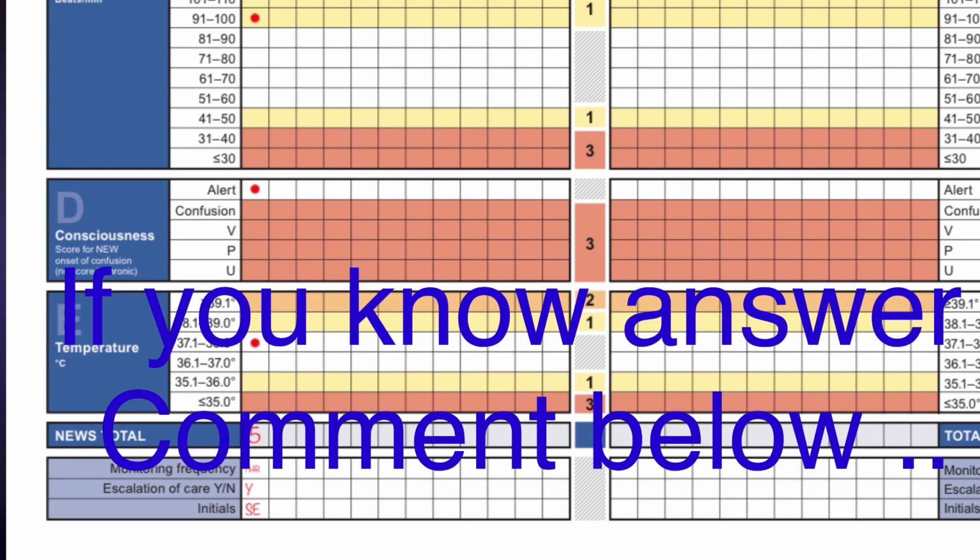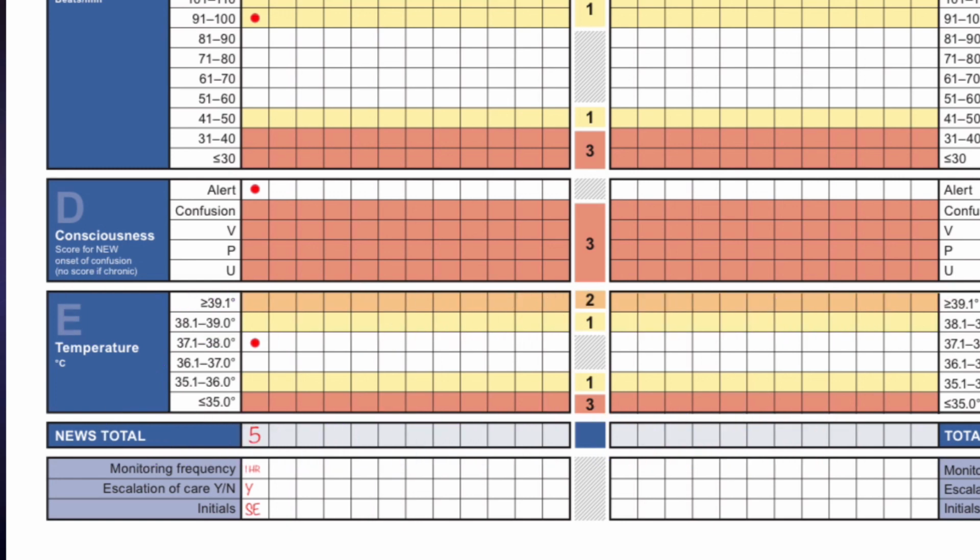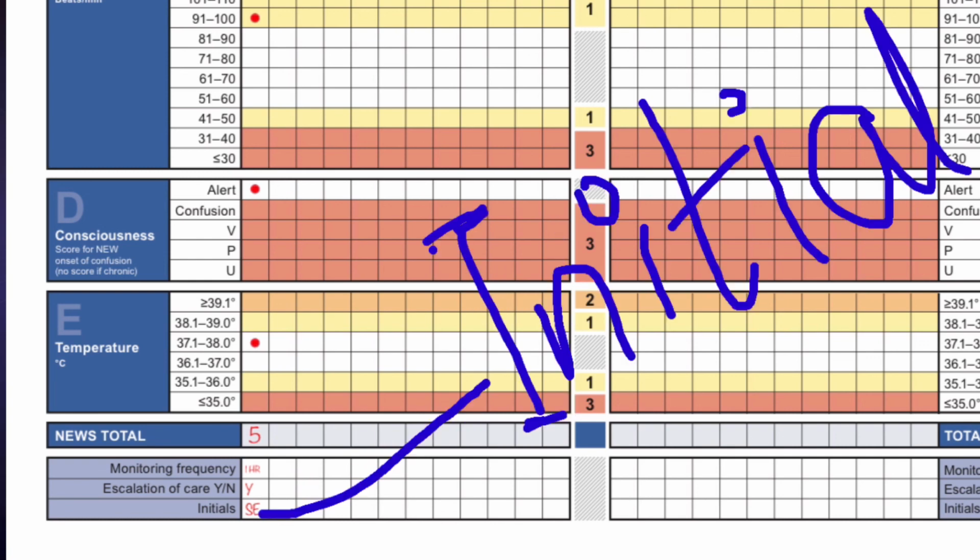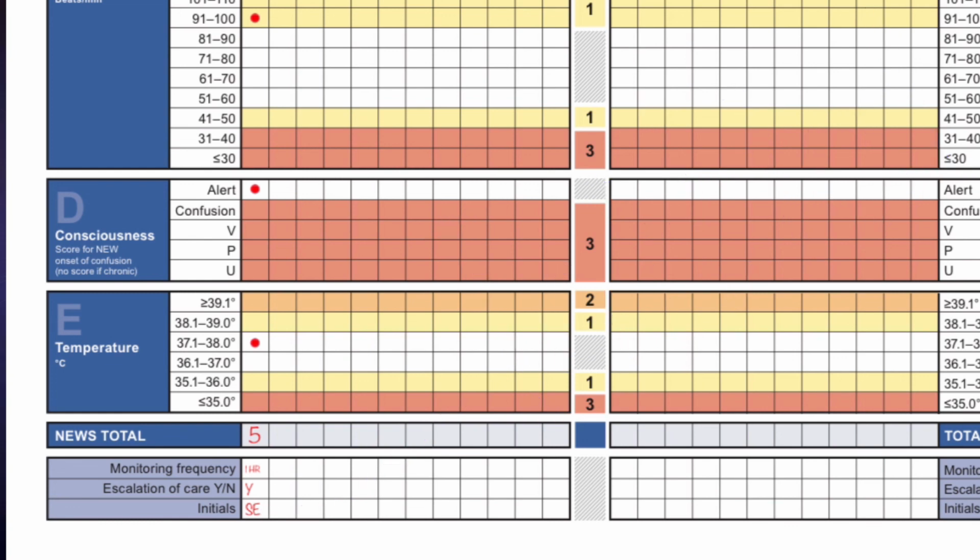The escalation of care: if it is a NEWS score of 5, then escalation of care, yes. Then definitely you have to write your initial, don't forget to sign. Any procedure or any station, don't forget to sign and date.